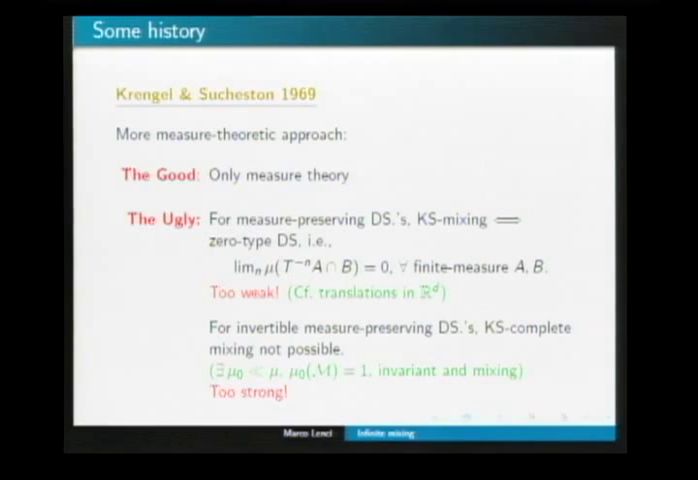So mixing is too weak, and complete mixing is really too strong for most systems that we want to talk about. So what? You assume actually recurrence. I forgot to mention ergodic. There was a hypothesis of recurrence. In any case, if you specialize to recurrent, ergodic, invertible, measure-preserving dynamical systems, you cannot have complete mixing.